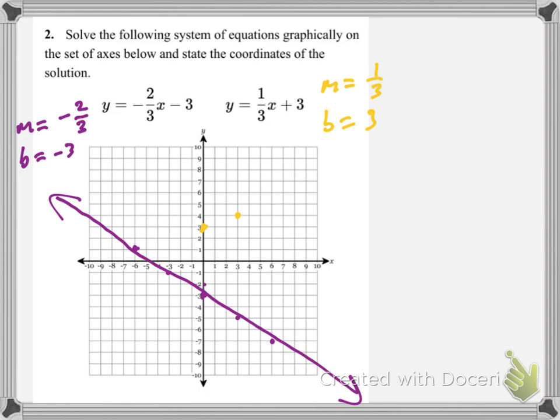But I could also do negative 1 over negative 3, because negative divided by negative is positive. So from the y-intercept, I could go down 1 to the left 3. Down 1 to the, oh, look at that. Okay. See why I did it like that? Because now I run into the other line.